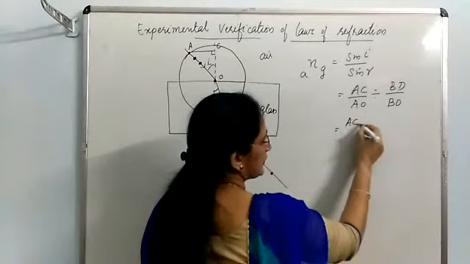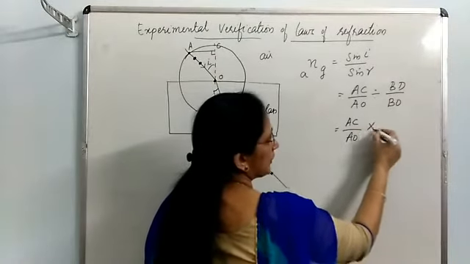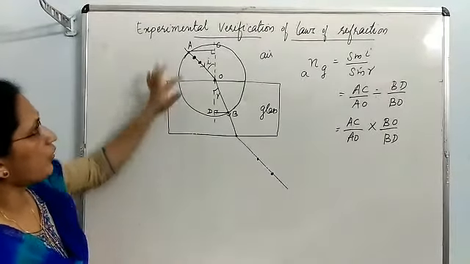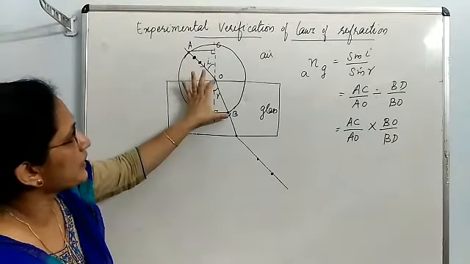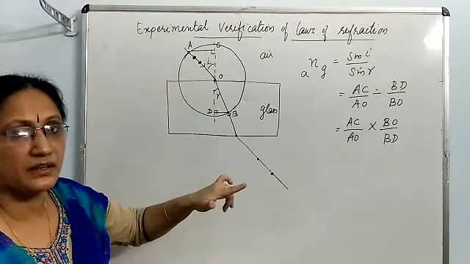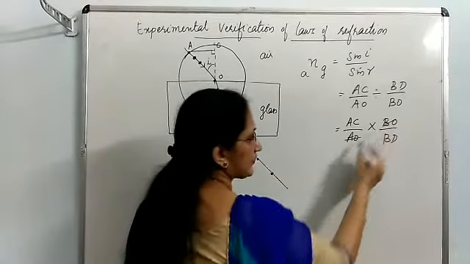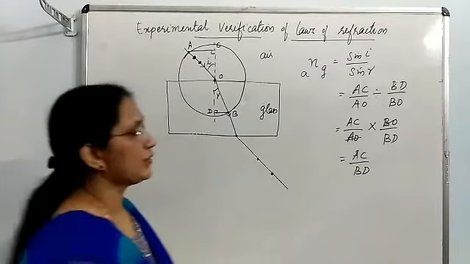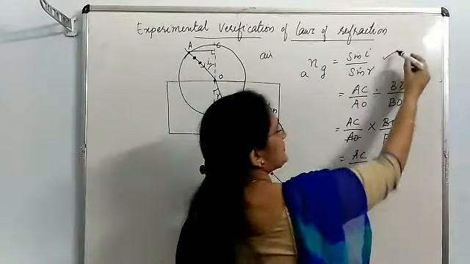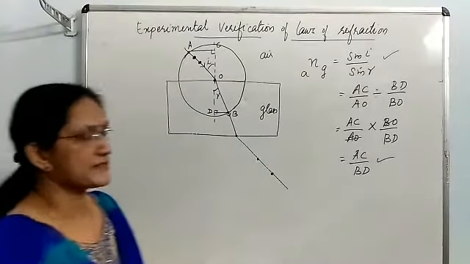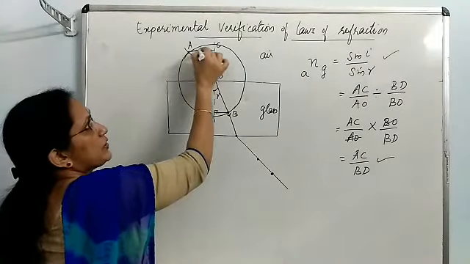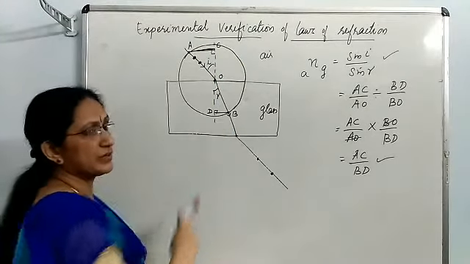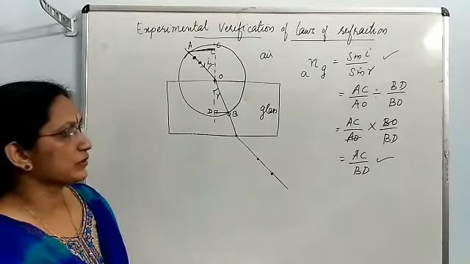Then AC by AO into BO by BD. Look at the diagram, AO and BO are the radii of the same circle, so they can be cancelled. So you will get AC by BD. This is another way of finding the refractive index, either by using this formula or by this formula, AC by BD. AC is the perpendicular for the incident ray, BD is the perpendicular for the refracted ray. In this way also you can find it.